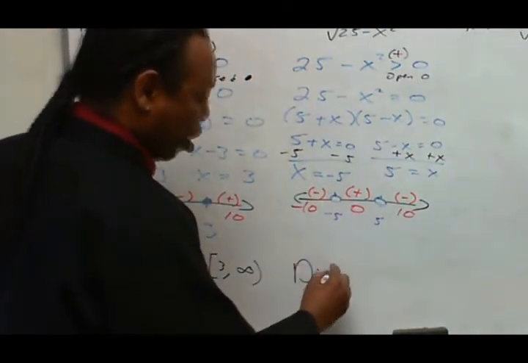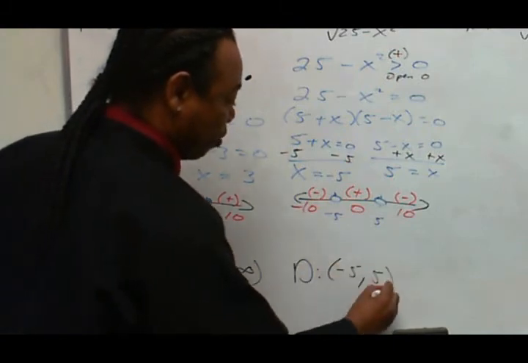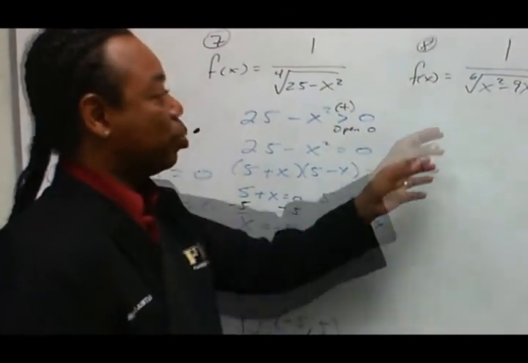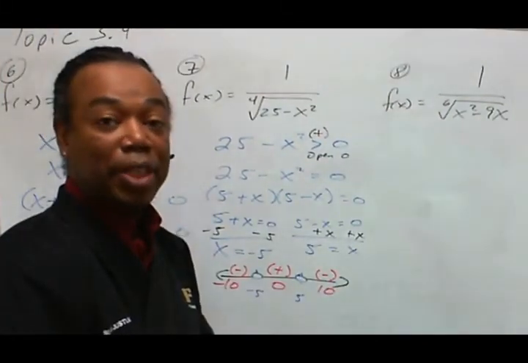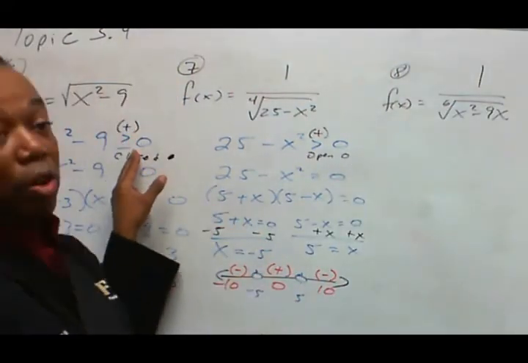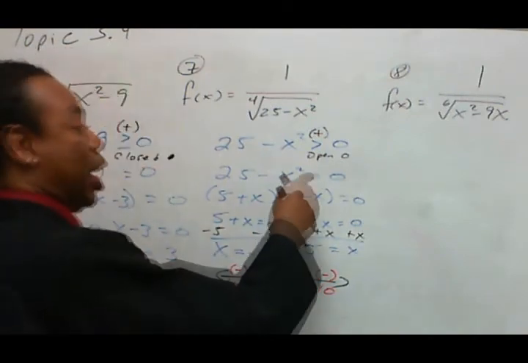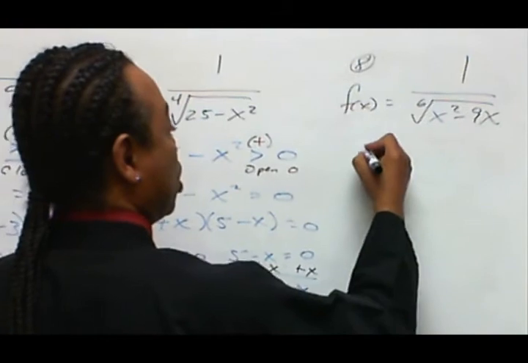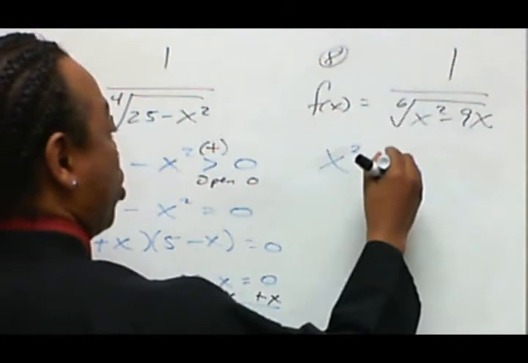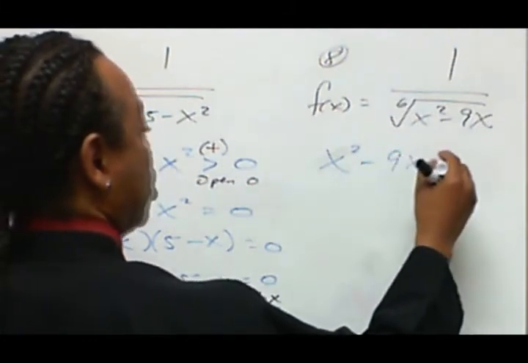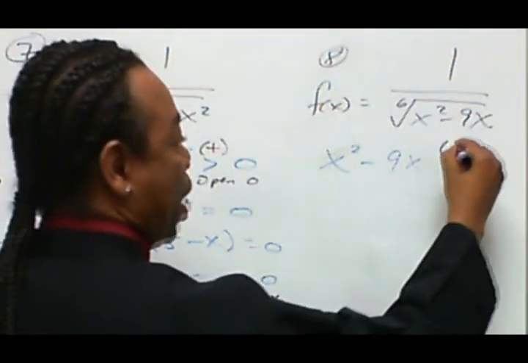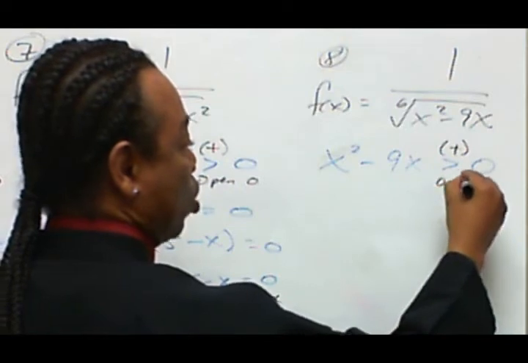So that's where our domain will be. Our domain will be all the values between negative 5 and 5. Okay, here we have the same situation. We have a rational, which means it cannot be set equal to 0, and we have an even root, which means it must be set greater than or equal to 0. And when you combine those two, we'll have x squared minus 9x is greater than 0. Greater than 0 means we're looking for positive parts, and no equal sign means it's going to be open with a circle.